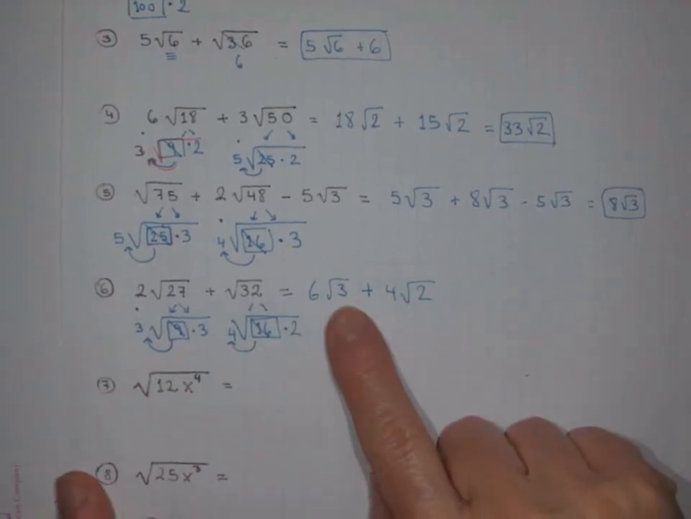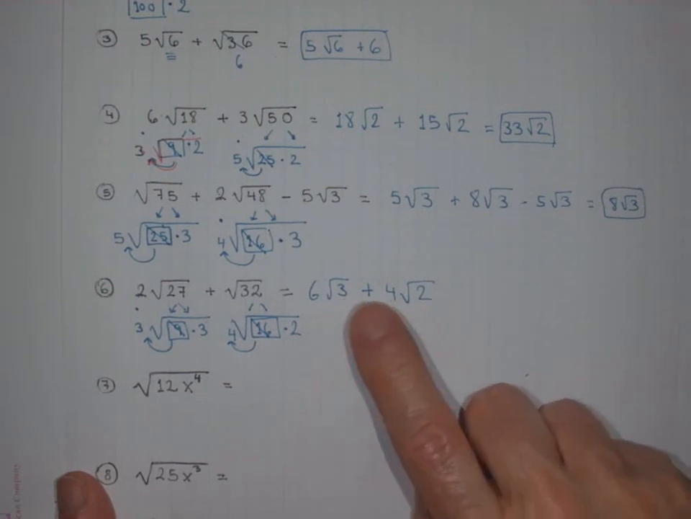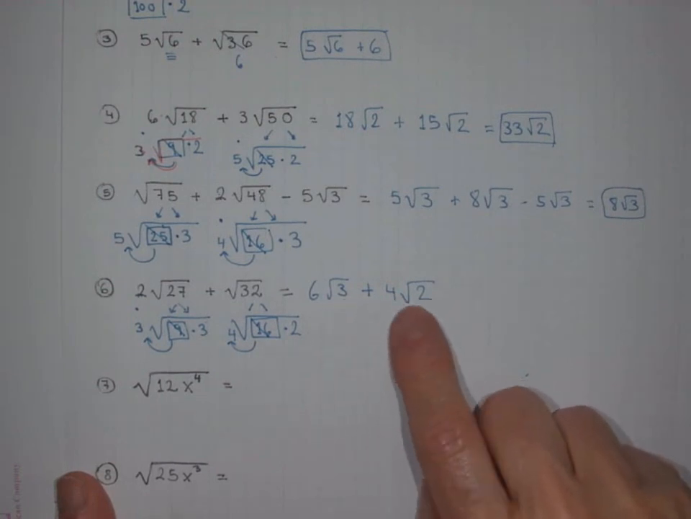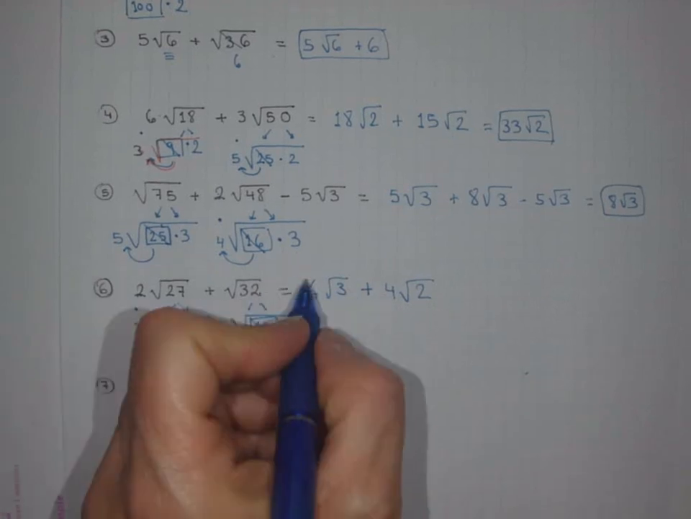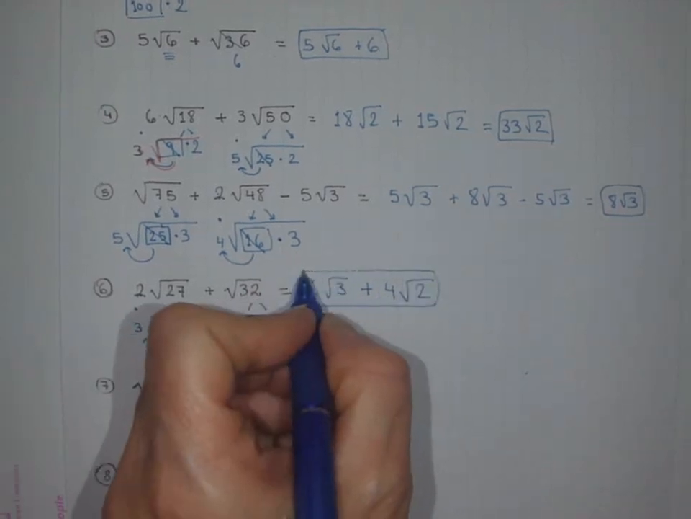And now we have to check. Those square roots are simplified, but they are not the same. So those are not like terms, so we cannot combine them. This will be your final answer.